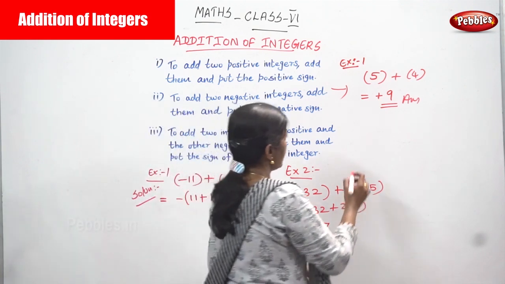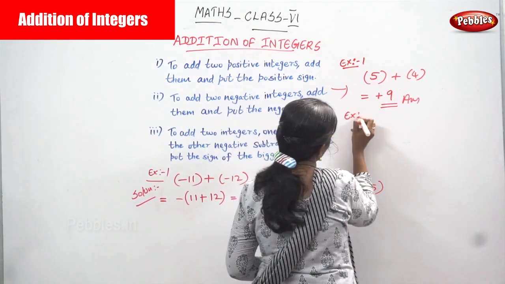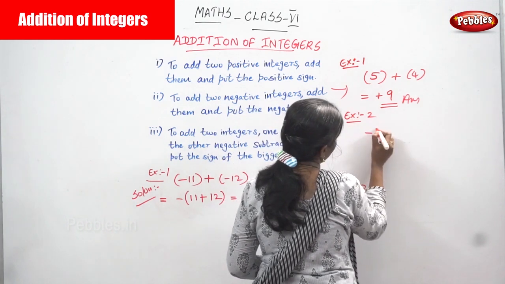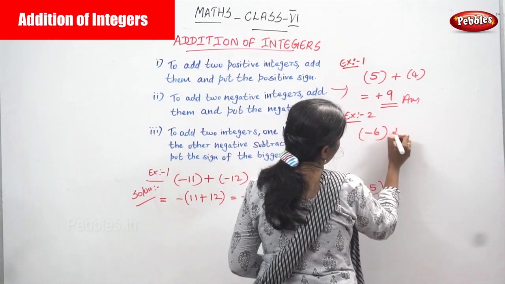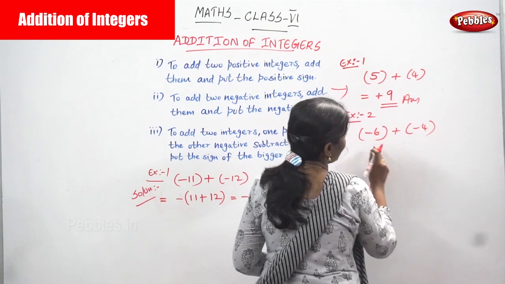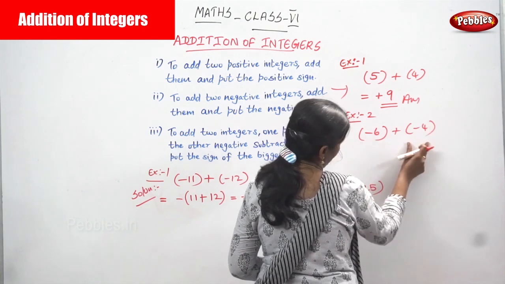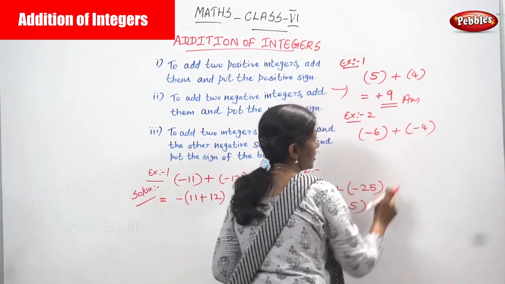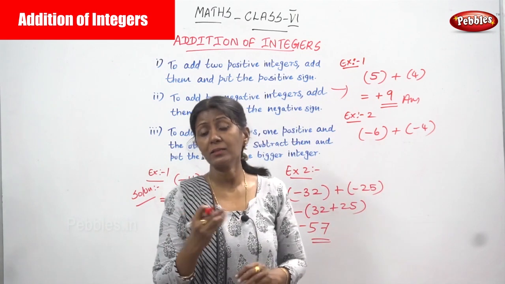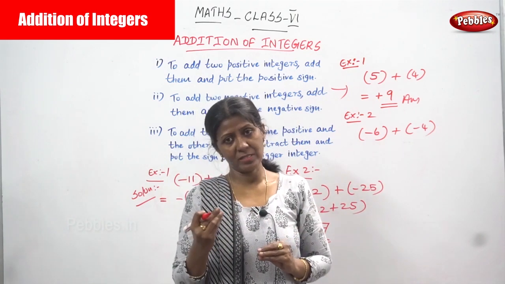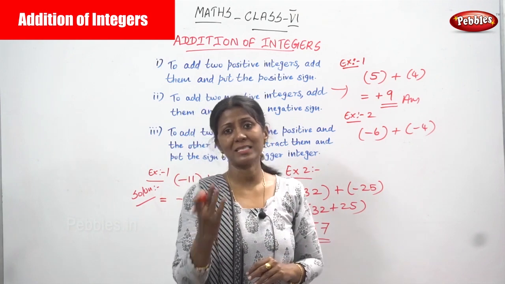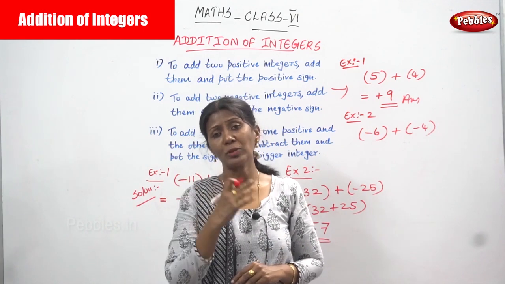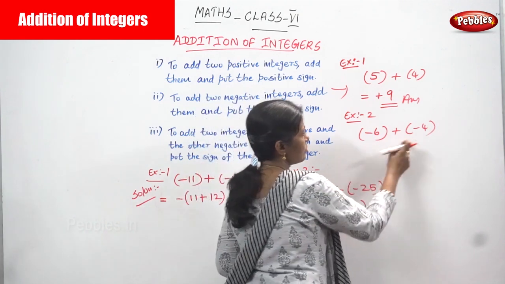Suppose example 2 is minus 6 plus minus 4. This is a negative integer, this is a negative. Both are negative integers, you are adding them together. Because both integers are negative, you are going to add the two negative integers. You just add the numbers first.